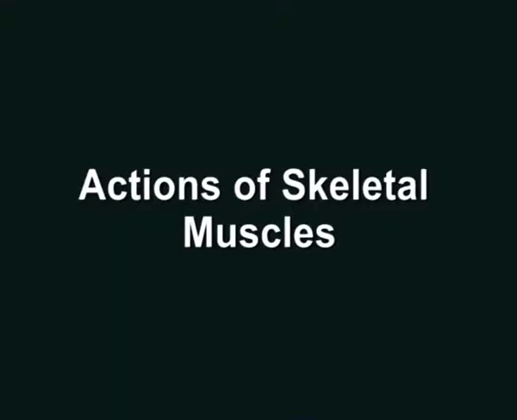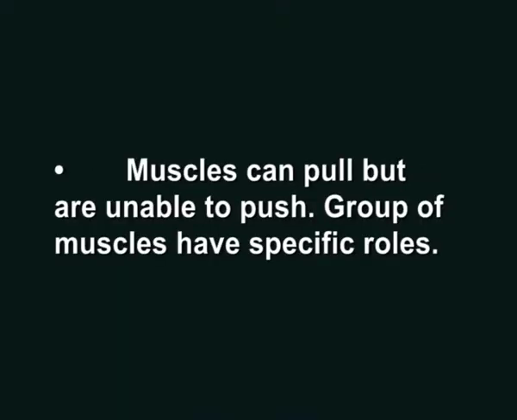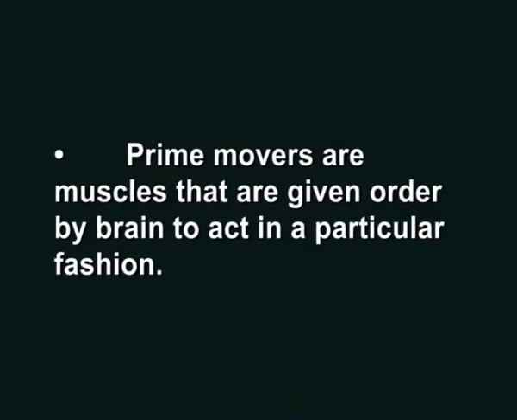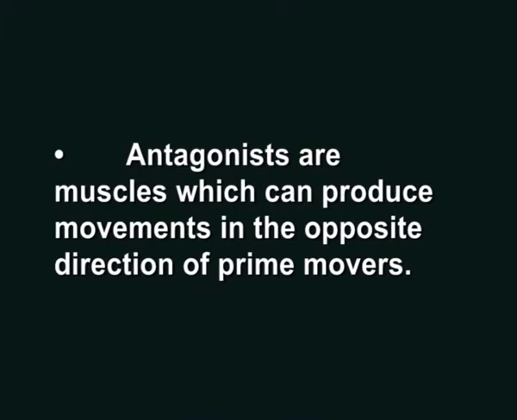Actions of skeletal muscles. Muscles can pull but are unable to push. Groups of muscles have specific roles. Prime movers are muscles that are given orders by the brain to act in a particular fashion. Antagonists are muscles which can produce movements in the opposite direction to the prime movers.